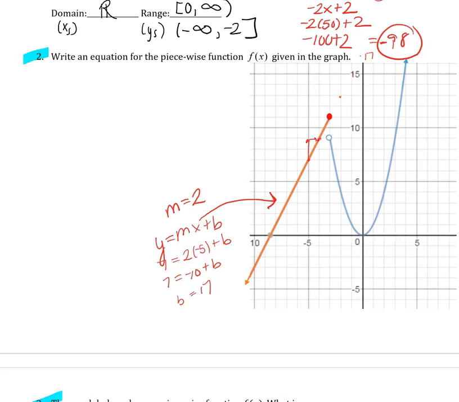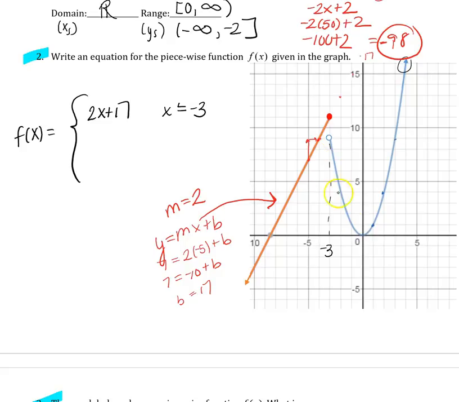So when I write my function, I've got f of x is equal to, bracket, first function is 2x plus 17. That's my line. Then you got to say, when are you going to be that line? When x is less than, looks like x is equal to negative 3, less than or equal to negative 3, you will end up being that function. And I know it's going to be just less than or equal to negative 3 because I've got this arrow. It's going to keep extending toward negative infinity. Okay, and I know it's less than or equal because of this closed dot.